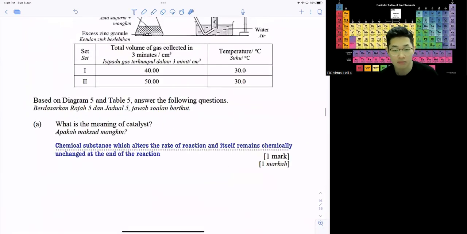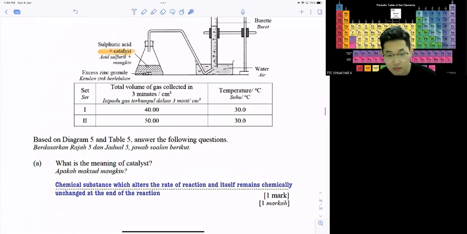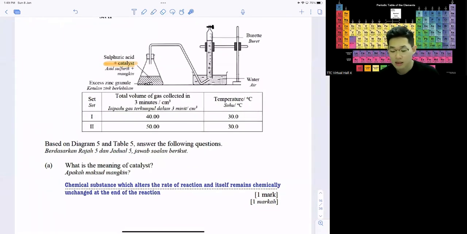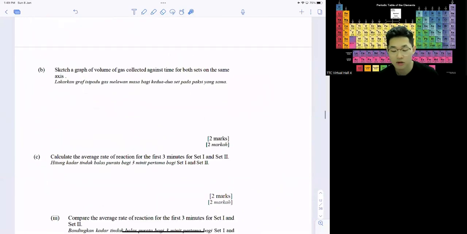Because I don't think it's going to come up. This one. So I'm going to do this one.